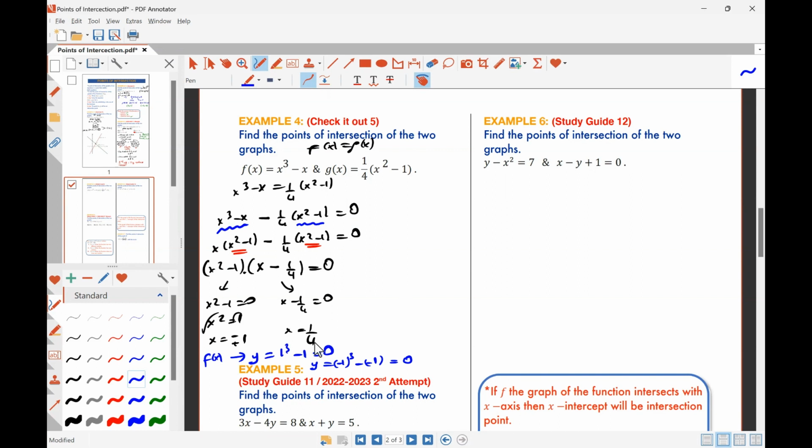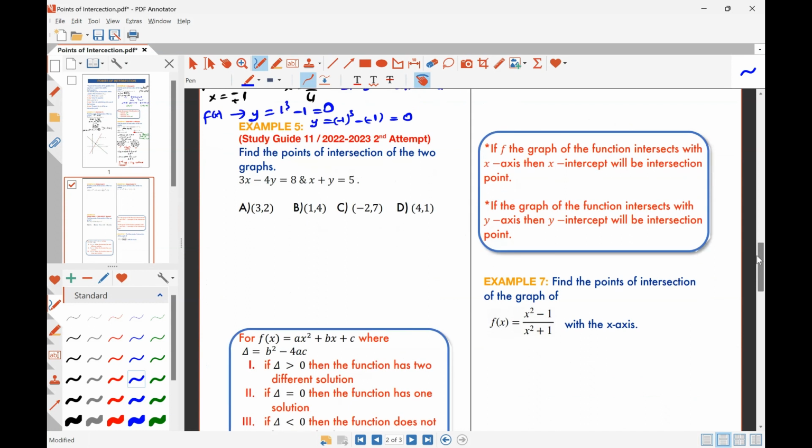So for x equals 1 over 4, the corresponding y will be (1 over 4) cubed minus 1 over 4. You can use your calculator to find a decimal here or equalize denominators and find the fraction. So the points will be (1, 0), (-1, 0), and (1 over 4, this result). So if you know how to do this simplification and factorization, you can solve the question easily.